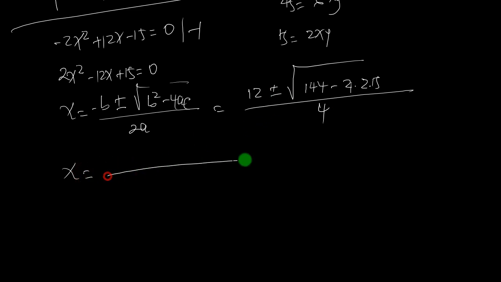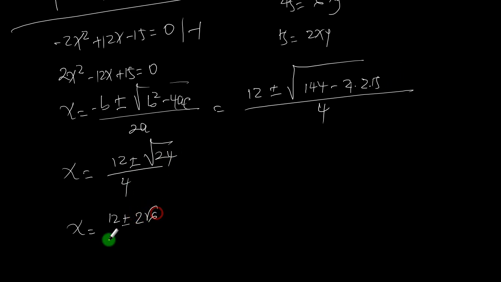Our x will be 12 plus or minus, well, let me erase this. So this square root would be 24, over 4. So we're going to have x equals 12 plus or minus, well, 24 is 4 times 6, so this would be 2 square root of 6, and then this would be 4.